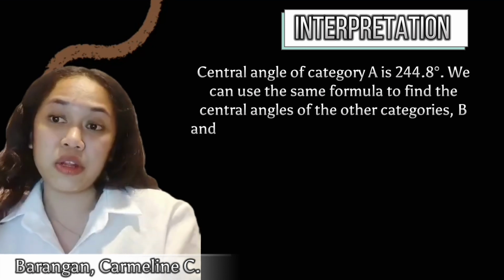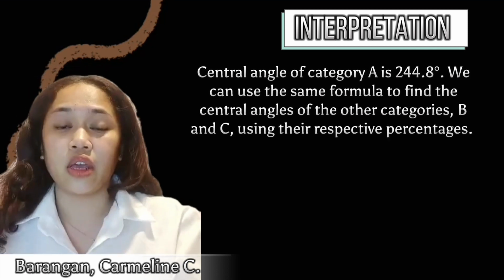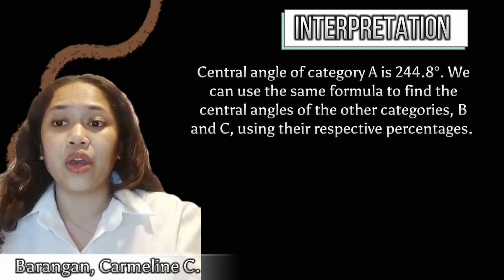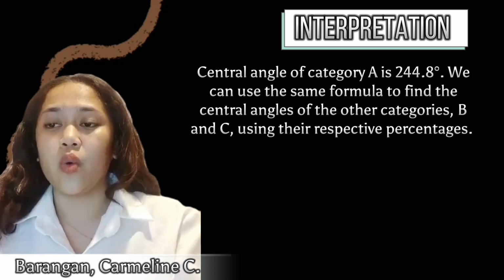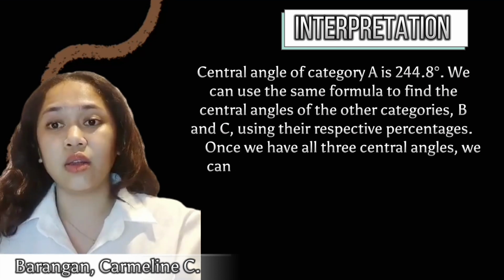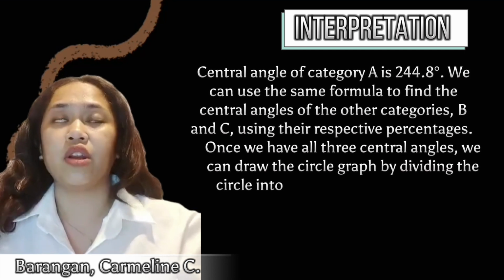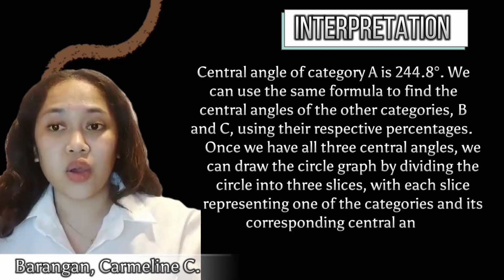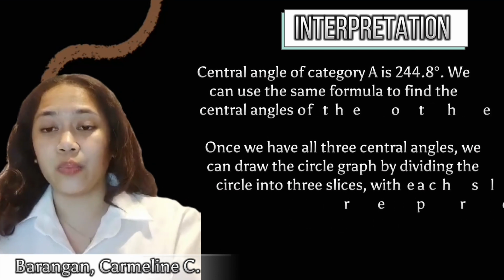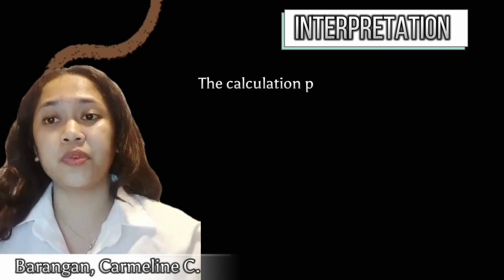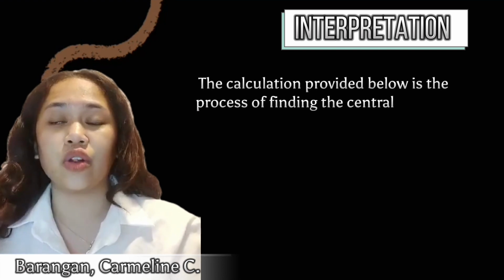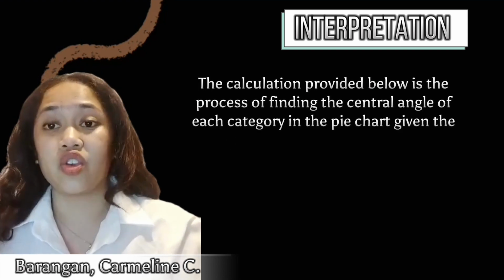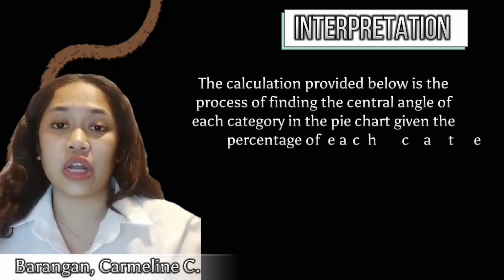So the central angle of the category A is 244.8 degrees. We can use the same formula to find the central angles of the other categories, B and C, using their respective percentages. Once we have all three central angles, we can draw the circle graph by dividing the circle into 3 slices, with each slice representing one of the categories and its corresponding central angle. The calculation provided below is the process of finding the central angle of each category in the pie chart given the percentage of each category.